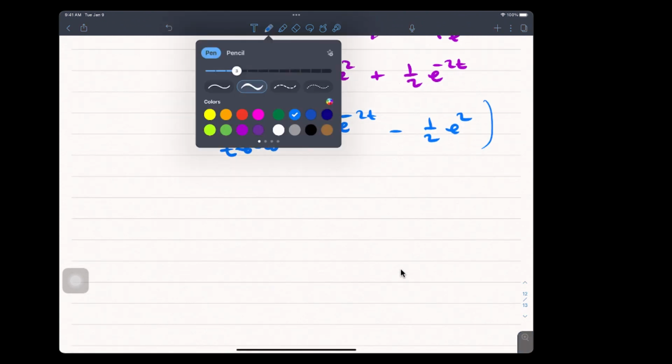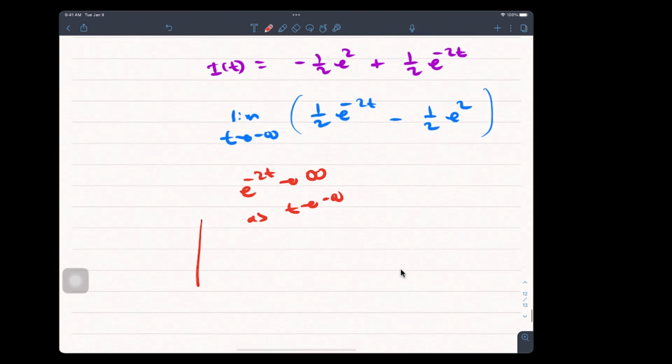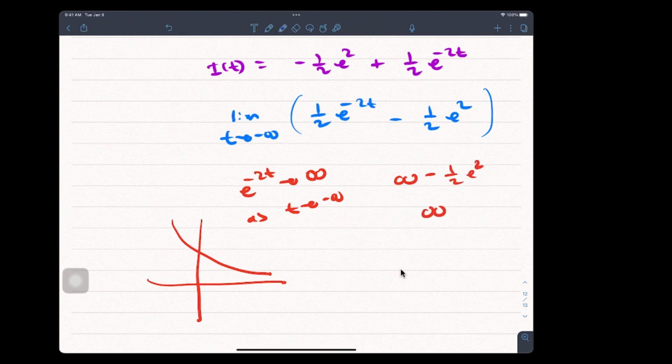So do you guys know where this first portion goes? Do you guys know that e to the minus 2t will go to 0 as t goes to minus infinity, right? Because isn't that a decay curve? Let me double check. Is that true? I don't think that's true. That doesn't go to 0. Doesn't that go to infinity? That's decay. How do I know? Isn't that a decay curve? Yes. So if t is going to minus infinity, that goes to positive infinity. So what does that infinity minus a constant become? This is infinity. Is that true?